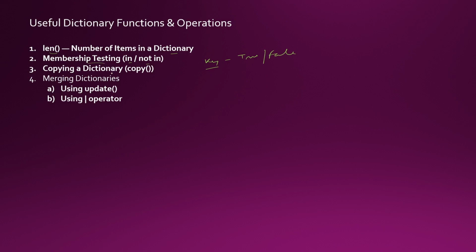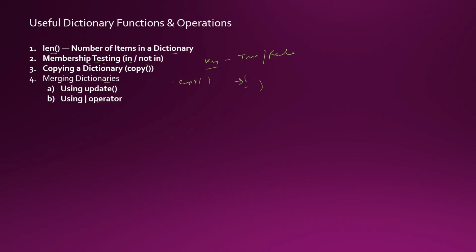Copying a dictionary. Copying a dictionary is basically when you want a separate copy of a dictionary, not a reference. A completely separate dictionary, then you can use this dot copy function. Using this, you can create a new dictionary, and you can perform any kind of update or operation in this new dictionary.